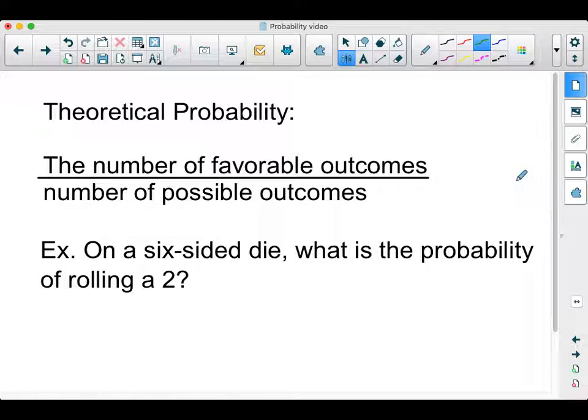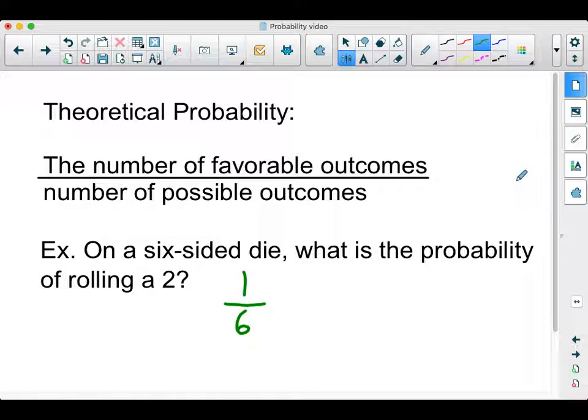So, example, on a 6-sided die, what is the probability of rolling a 2? Well, there's only one way of rolling a 2, so that goes on top. That's a favorable outcome over the total number of possible outcomes, which on a 6-sided die, there's 6 options. So your probability for rolling a 2 is 1 out of 6. You have a 1 in 6 chance of getting a 2.